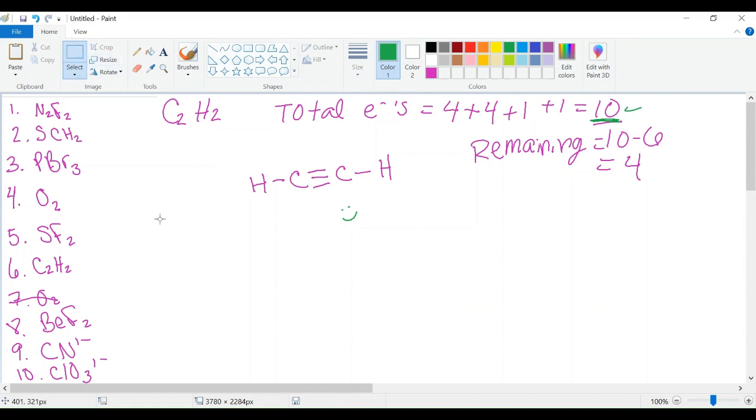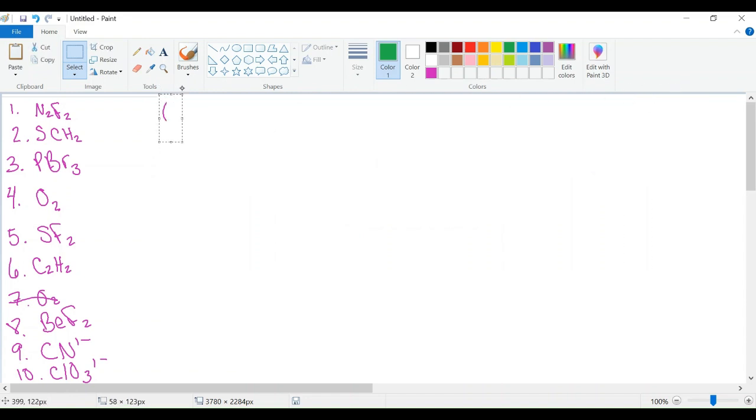All right, I've got one more neutral molecule, and then I've got a couple of polyatomic ion examples. So for my last neutral example, we are going to look at BeF2, and I crossed out number 7 because I accidentally gave you O2 twice. So if you want to see O2, skip back a little earlier in the video. We went through that one first.